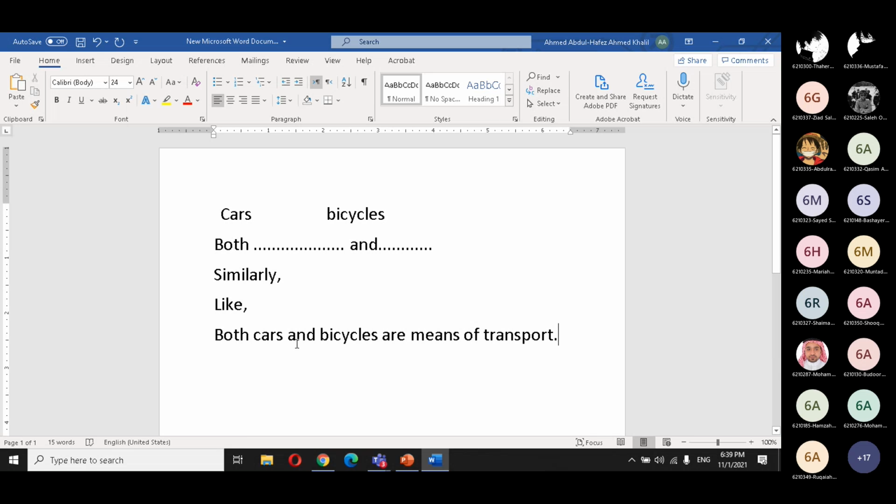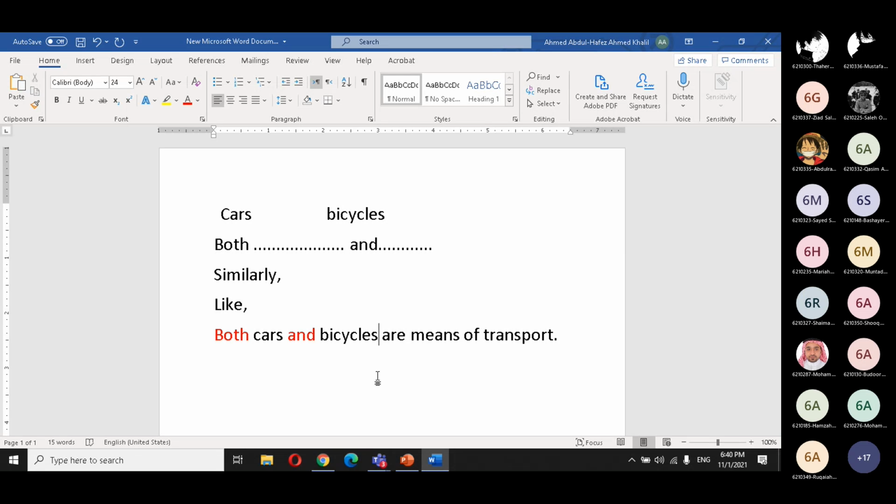Okay, both cars and the bicycles. So I used here both and. So here you can say both and, which means both this and that. Both cars and the bicycles are means of transport. If we talk about extroverts and introverts, you can say both extroverts and introverts need to have friends.